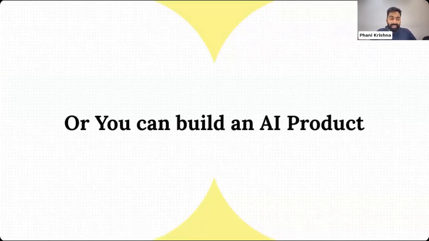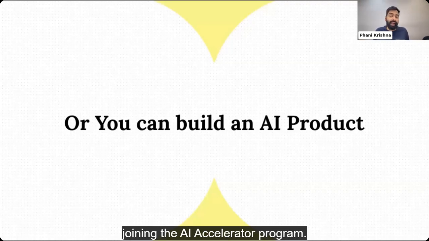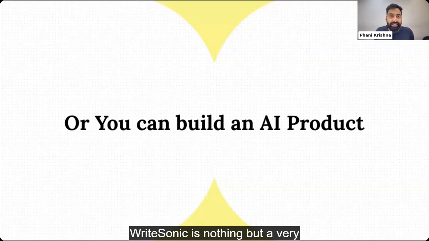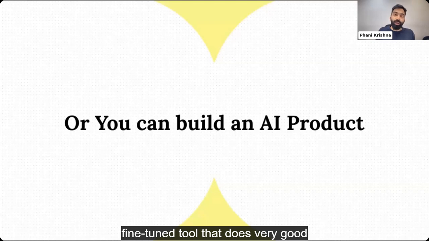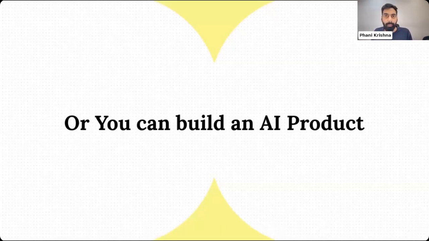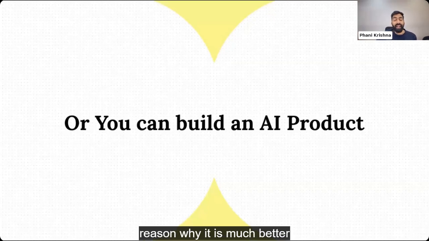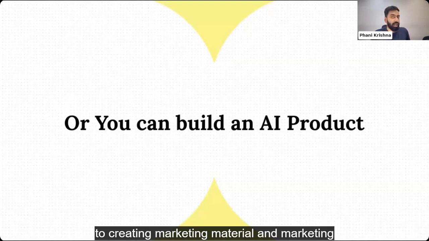What is a wrapper? It is basically a tool. For example, let us pick a tool like Writesonic. A lot of you have gotten access to Writesonic after joining the AI Accelerator program. Writesonic is nothing but a very fine-tuned tool that does very well with marketing and SEO material. The AI model that it uses in the backend is still GPT 4, but it is fine-tuned on top of GPT 4, and that is the reason why it is much better than ChatGPT itself when it comes to creating marketing content.